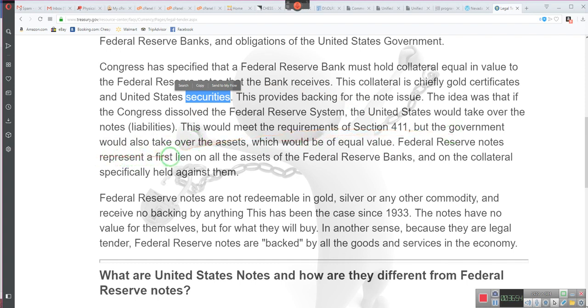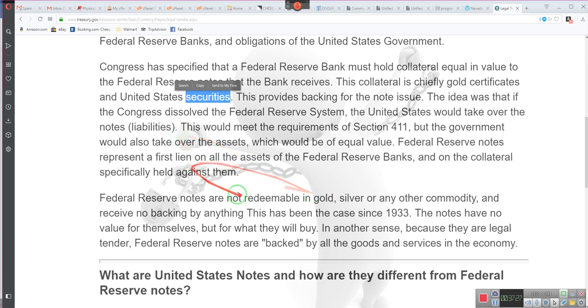The Federal Reserve Notes represent a first lien on all the assets of the Federal Reserve Bank. Federal Reserve Notes represent a lien. That's what people have been telling you for years. This is where they're getting it from. This is the United States Treasury website, treasury.gov. Okay? On all the assets of the Federal Reserve Bank and on the collateral specifically held against them. This is the Treasury issuing the notes to the Federal Reserve, and the notes represent a lien on all of the collateral of the Federal Reserve.